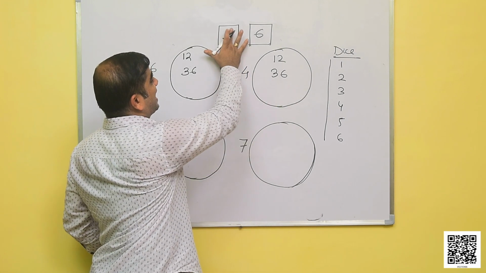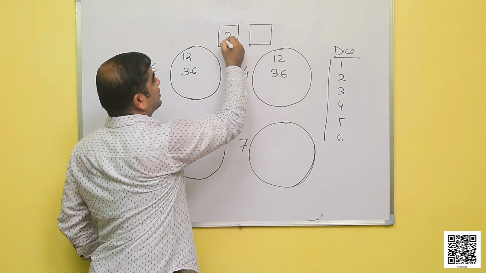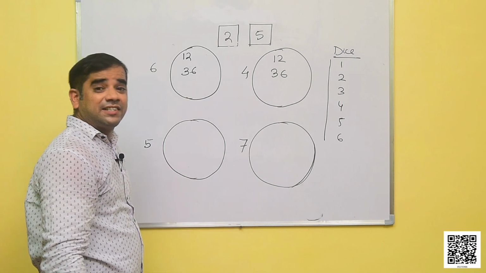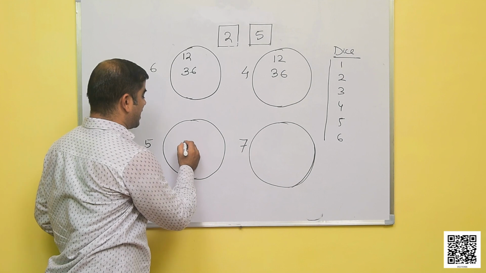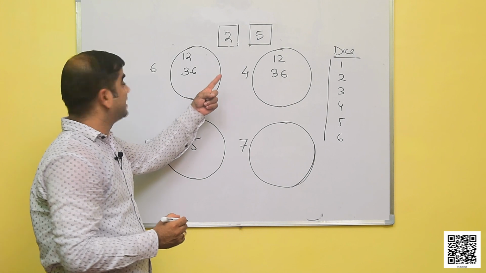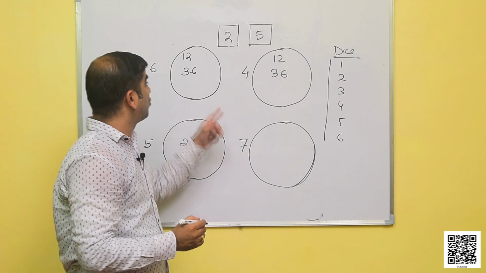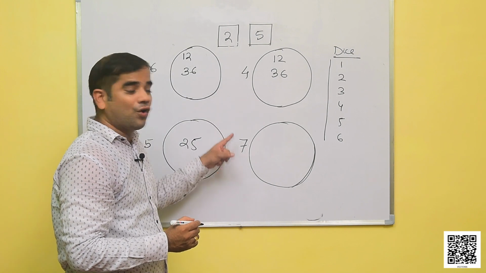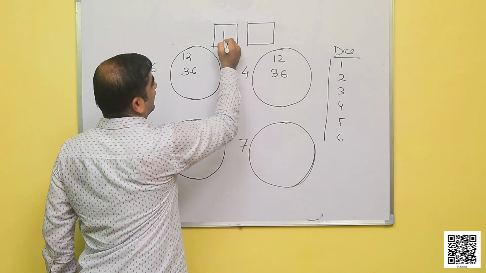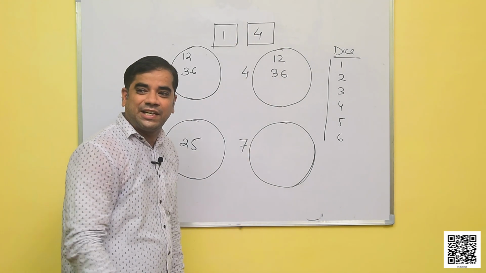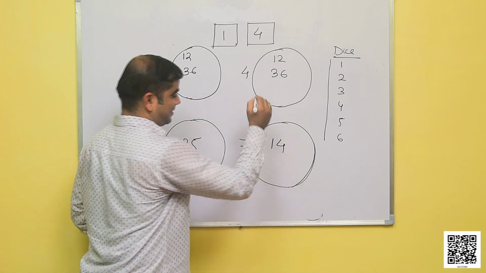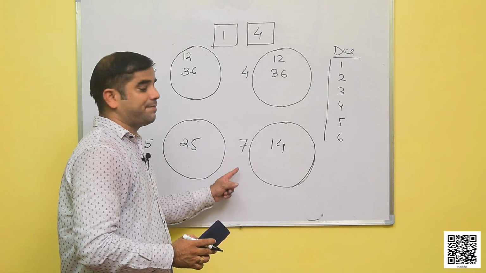Let's roll again. Suppose this time I get 25. So what happens with 25? 25 is in the table of 5. 5 fives are 25. So 25 is a multiple of 5, but it's not in the table of 6, 4 or 7. So it is not a multiple of 6, 4 and 7. Let's roll it again. Suppose this time I get 14. So in which table does it lie? It lies in the table of 7. 7 twos are 14. So 14 is a multiple of 7.